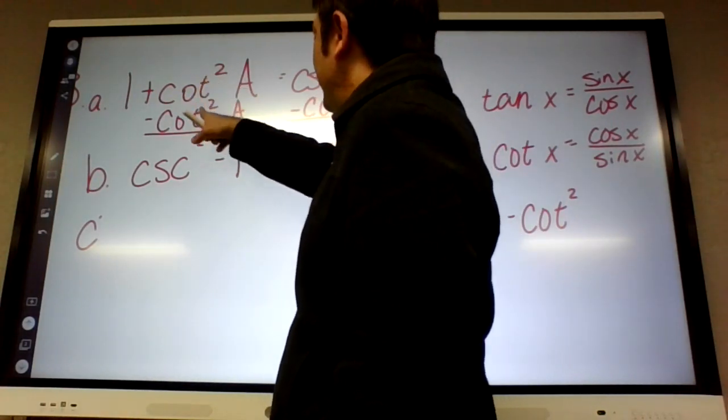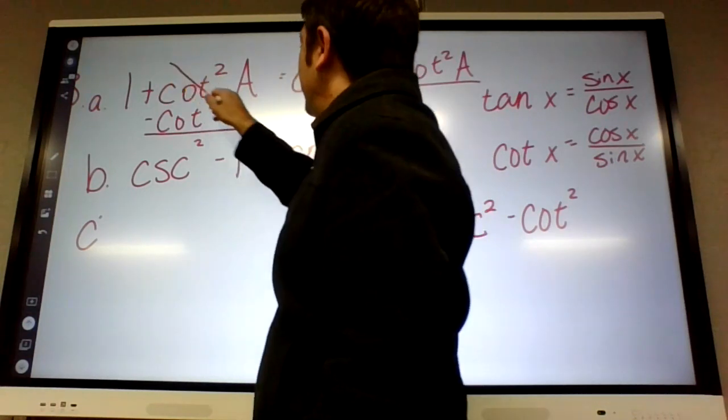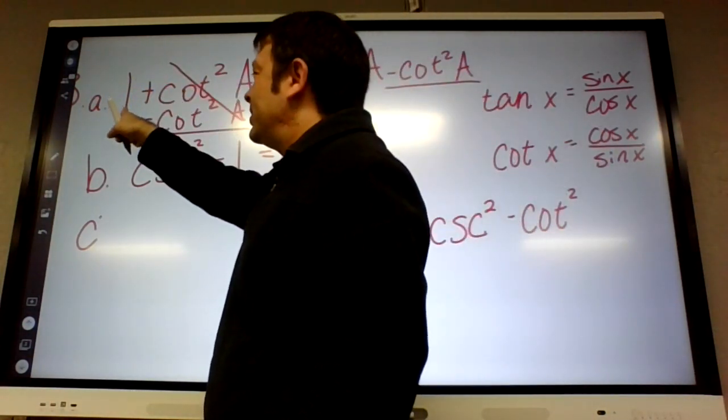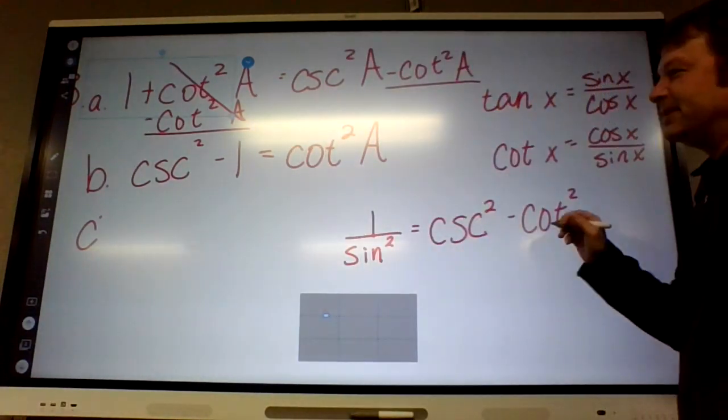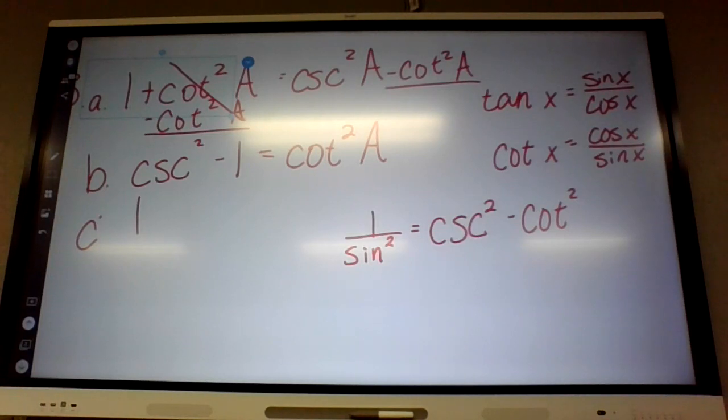So you've got to subtract this over, so it looks like that, right? And then that's gone. So cosecant squared minus cotangent squared equals 1. So anyway, let's put it over there. I like when you glance at it. You're better than Trey. It's 1 over sine squared? Yeah.